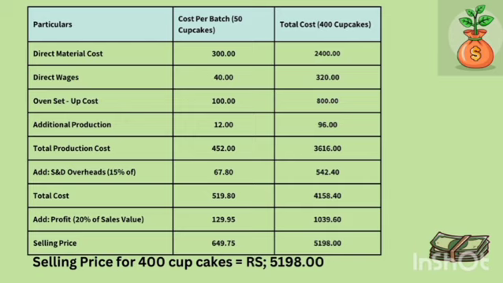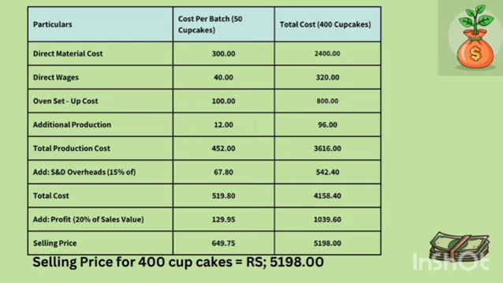Step 1. Calculate basic cost per batch. For each batch of 50 cupcakes, the costs are direct materials 300 rupees, direct wages 40 rupees, and setup cost 100 rupees. These are the basic production cost.